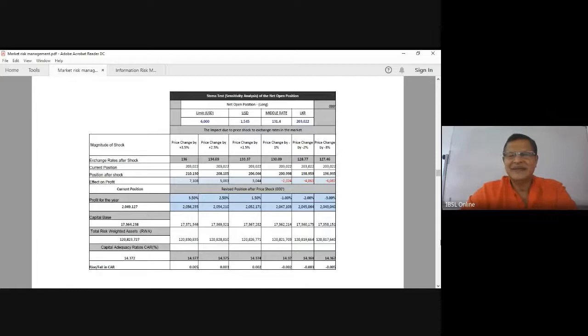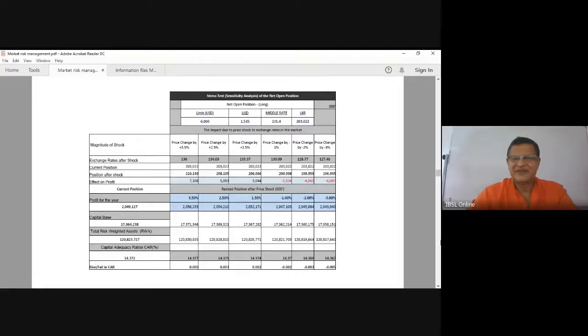So on this particular day, the bank has $1,545,000,000 at the rate of 131.4. So it is 203,000,022 was the balance sheet figure. Now we are doing a sensitivity analysis, or we call it a shock of the rate. And this rate can change to various scenarios.